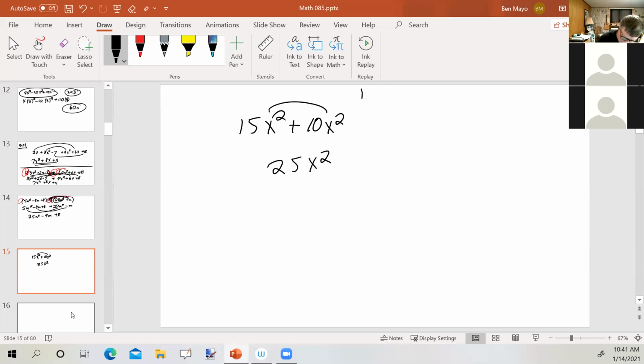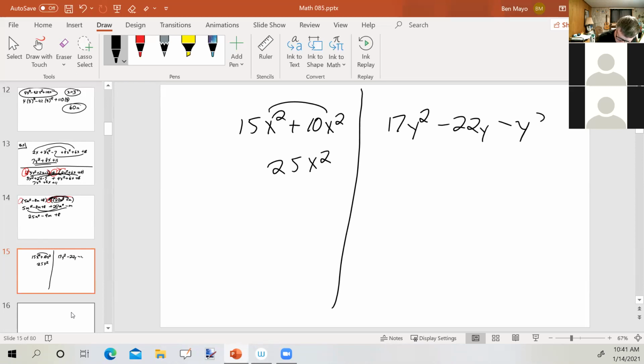Now, let's say we've got this situation. 17y squared minus 22y minus y squared. And again, this is very much like chapter 2, combining like terms, 16y squared, minus 22y. Those are not like terms, so we've got a binomial in descending powers or standard form. Any questions about that one?